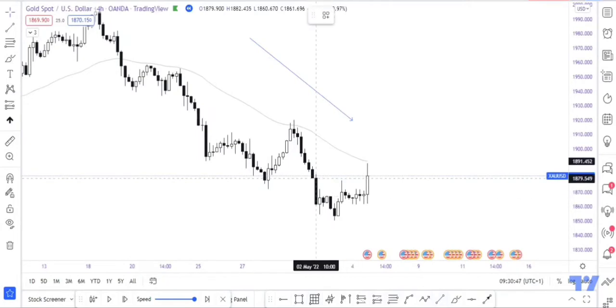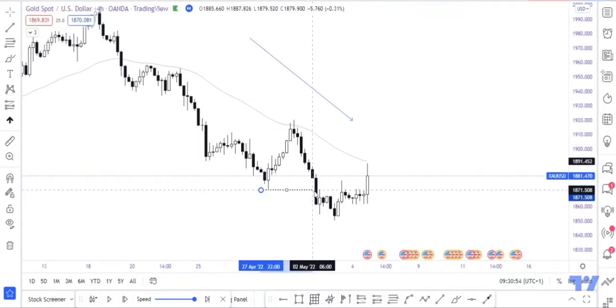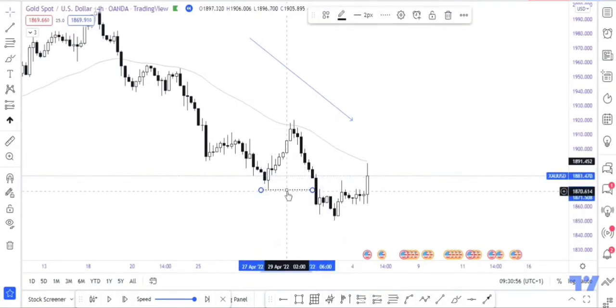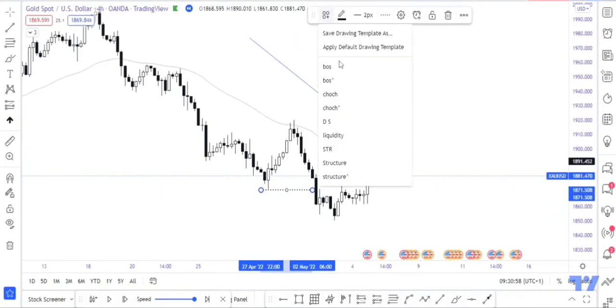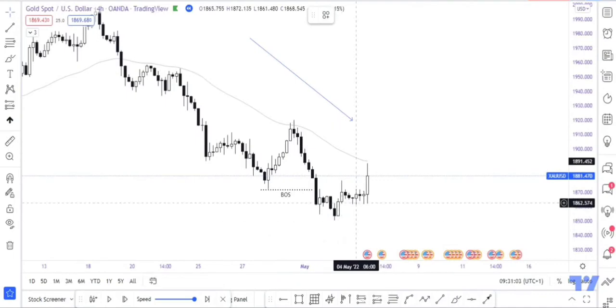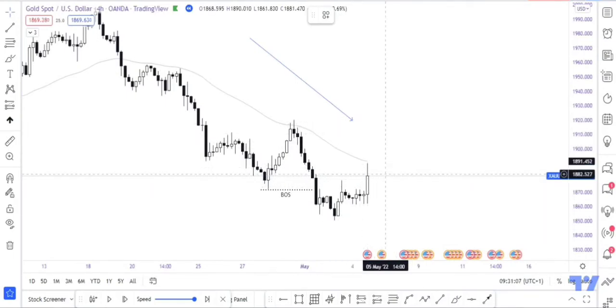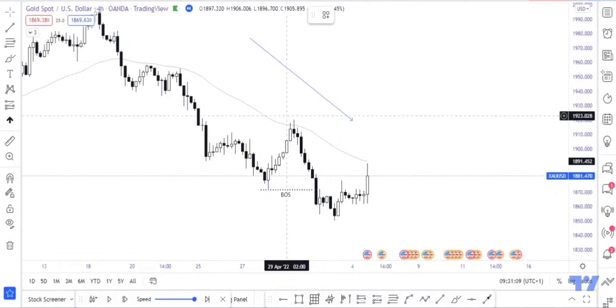So we could see that this low right here, this previous lower low, was taken out. Price actually broke this previous lower low, creating for us a break of structure. And so what we waited for was an area where price could potentially come back into and then reaffirm, and then we'll take a trade back to the downside.